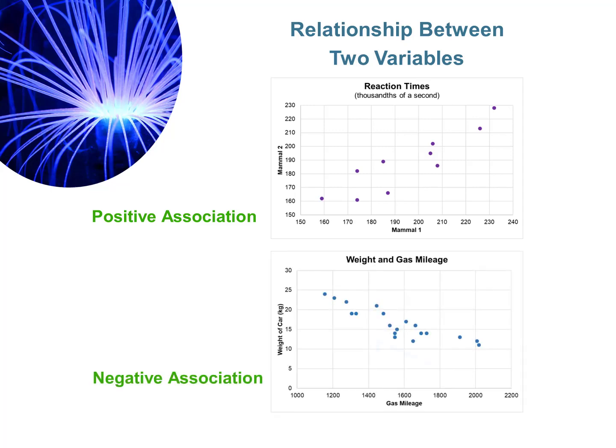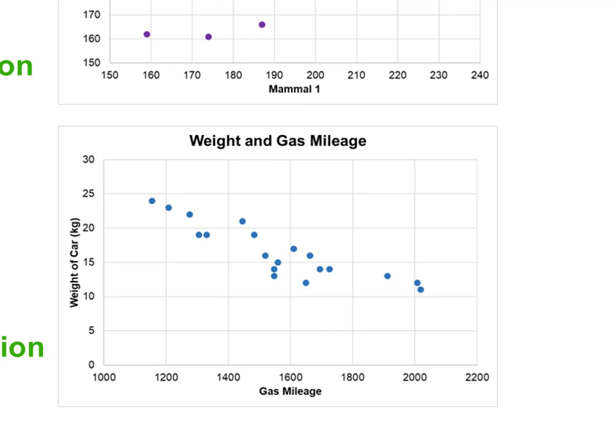In some cases, larger values of one variable are associated with smaller values of another. This is called a negative association between the variables. An example of variables with a negative association is the weight of a car and its gas mileage. Large weights are associated with smaller gas mileages, and small weights are associated with larger gas mileages.